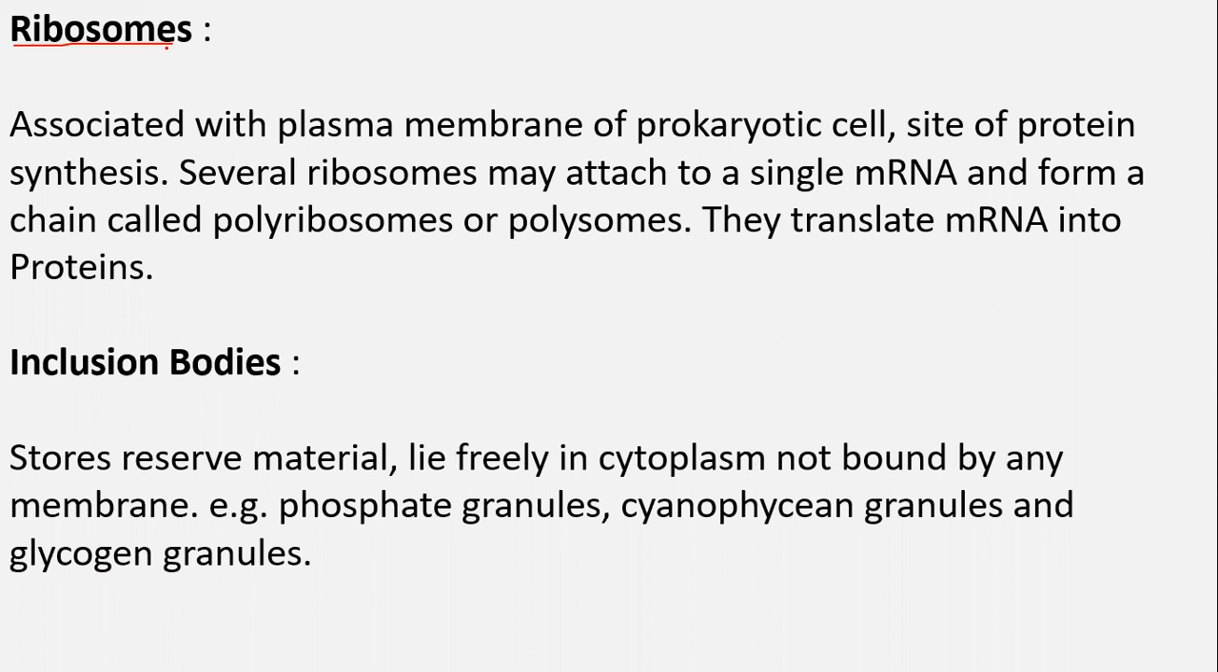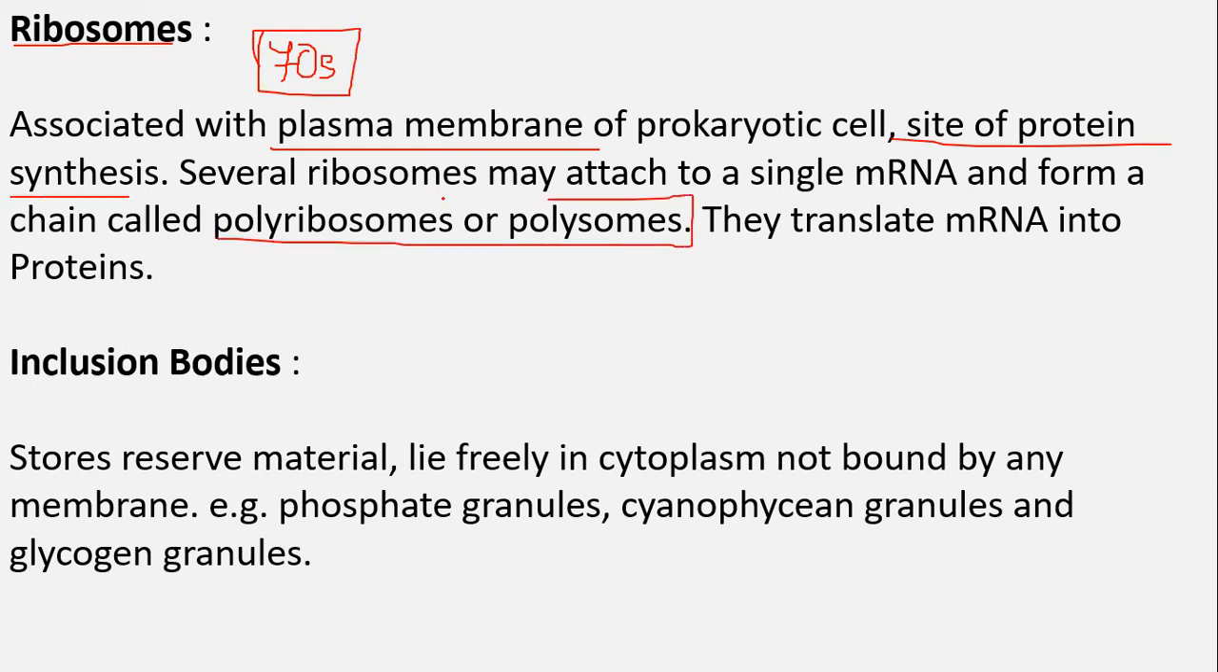Next is all about the ribosomes. What is actually a ribosome? Ribosomes in prokaryotes are 70S. Associated with the plasma membrane, they are the site of protein synthesis. Polyribosome or polysome is very important. Several ribosomes may attach to a single mRNA to form a chain called polysomes or polyribosome. They translate the mRNA into protein.